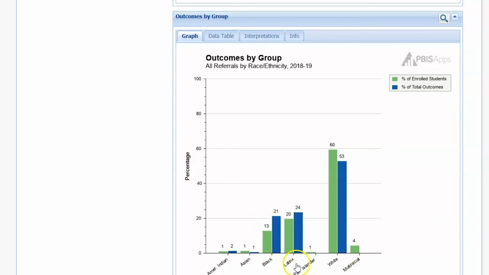The same is true for our students who identify as Hispanic Latinx. In this, the Outcomes by Group graph, we see the group accounts for 20% of the total school student enrollment and 24% of the referrals written.